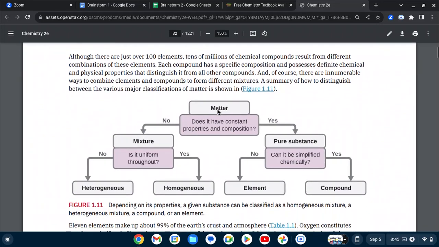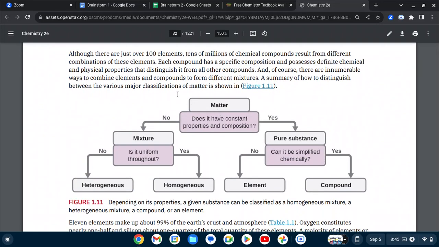Although there are just over 100 elements, tens of millions of chemical compounds result from different combinations of these elements. Each compound has a specific composition and possesses definite chemical and physical properties that distinguish it from all other compounds. And of course, there are innumerable ways to combine elements and compounds to form different mixtures. A summary of how to distinguish the various major classifications of matter is shown in Figure 1.11.